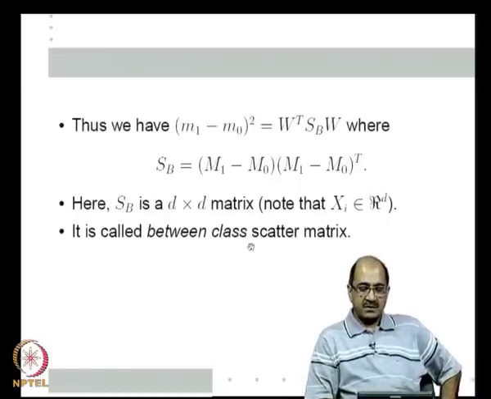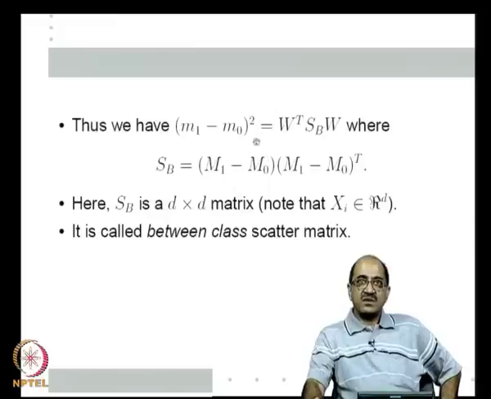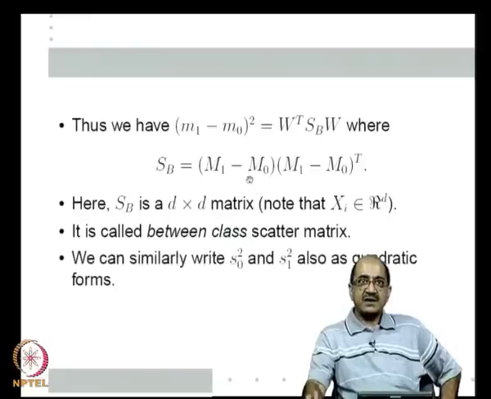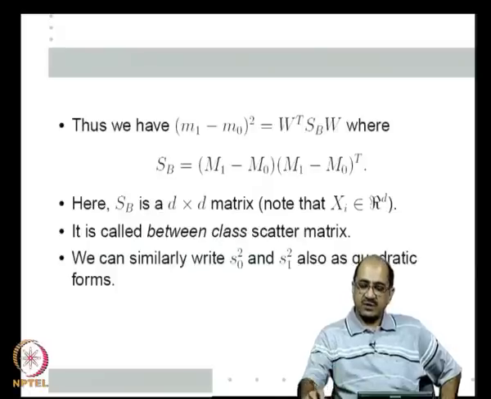Okay. So, I can write (m1 minus m0) whole square as a quadratic form involving the matrix SB, which is the between class scatter matrix, defined by this. In a similar way, I can write S0 square and S1 square also as quadratic forms. So, let us try to do that now.